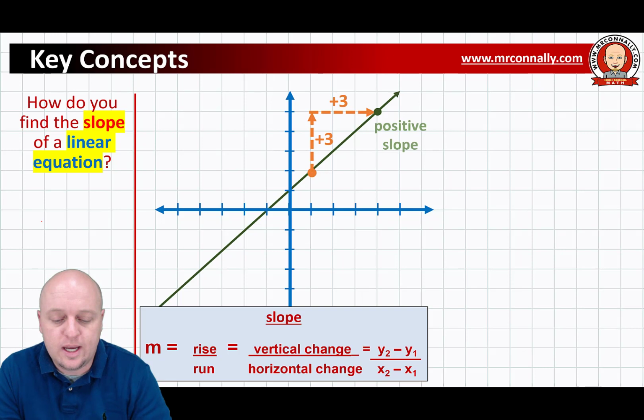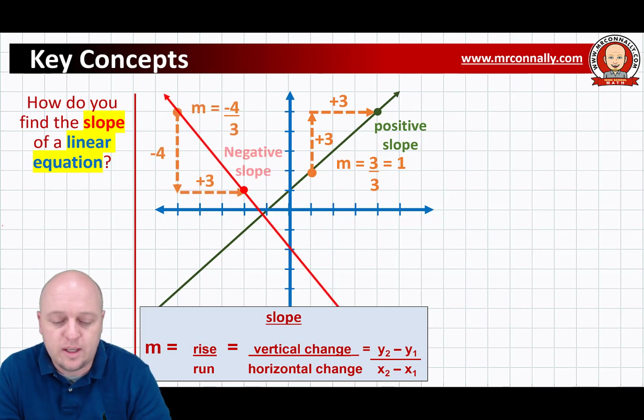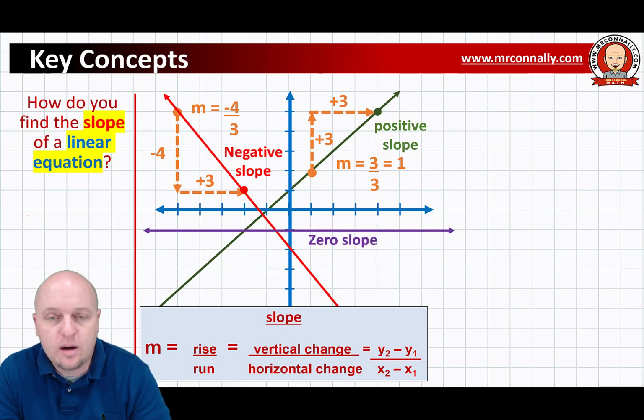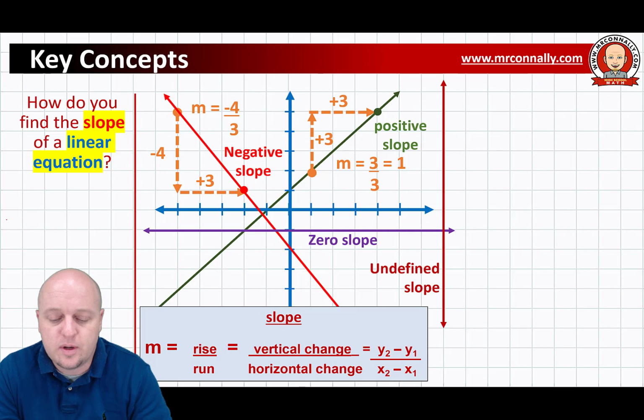All right, so this one has a slope of up 3 and over 3. This is a slope of 1. This is a positive number, so it's a positive slope. This slope goes down from left to right. So it goes down 4 and then right 3, so it has a slope of negative 4 over 3. This is called a negative slope. Notice that the slope is a negative number. It's easy to understand. Now, what if it's a horizontal line? That's called a zero slope, and if it goes straight up and down, it's called an undefined slope.